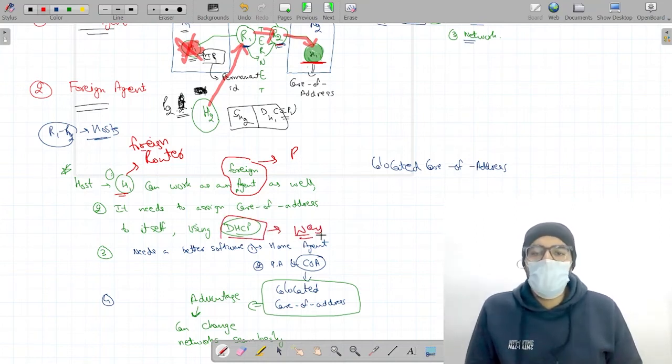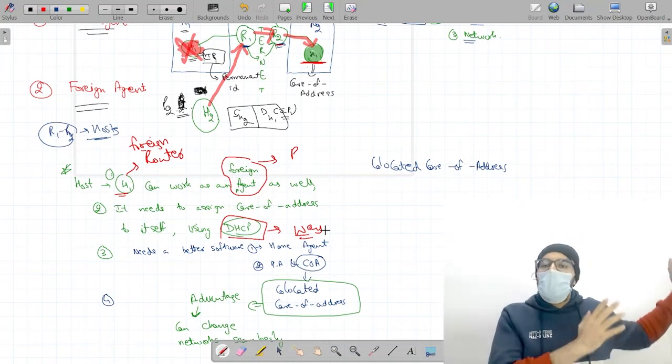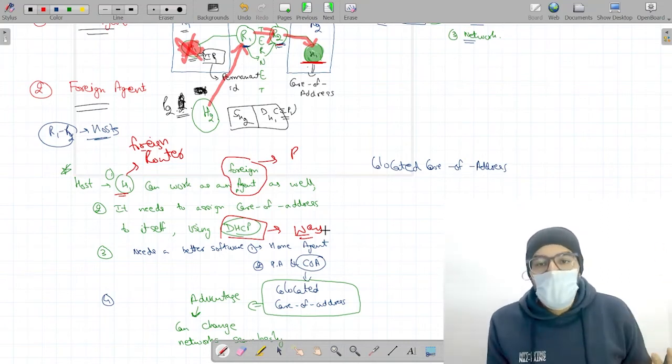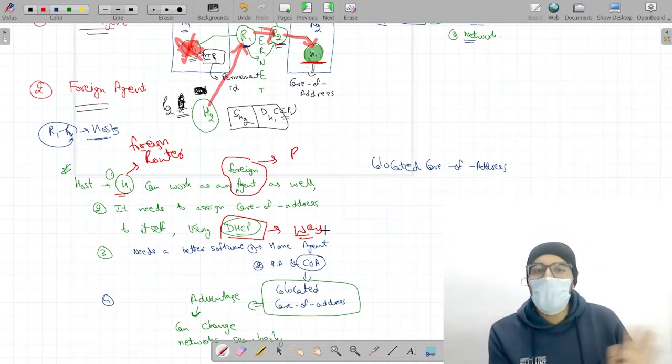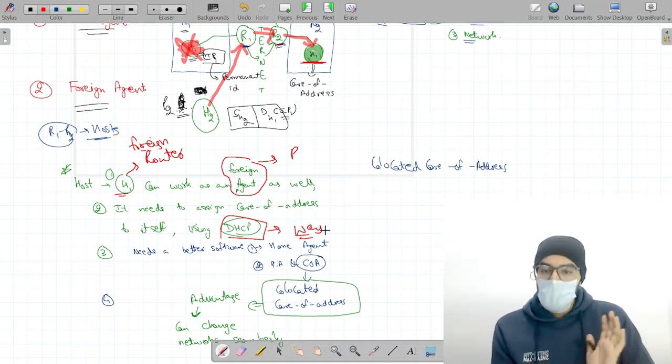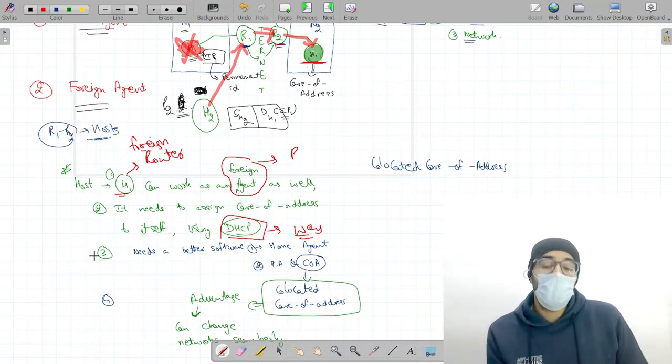Now what is DHCP? We will be talking about that in later modules. For now, understand that host H1 gets a care of address using DHCP. You don't need to worry about what DHCP is right now. We'll talk about that in the later modules.